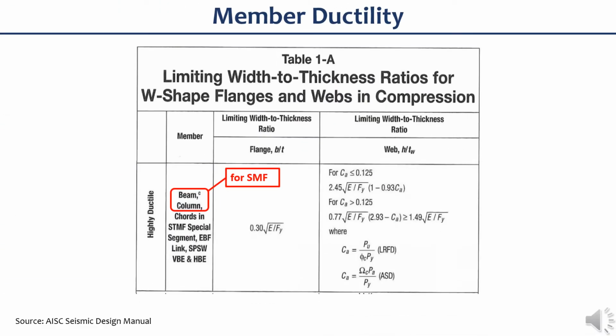Before we proceed with our discussion of the two common types of pre-qualified SMF connection, let's discuss briefly the common pre-qualification criteria. First is the member ductility requirement. The width to thickness ratios for the flanges and the web of beams and columns are proportioned for highly ductile members. On this slide, the limiting width to thickness ratios for both flanges and web of the wide flange sections are listed. Please note that this is different from the limiting width to thickness ratios given in the AISC standard specifications.